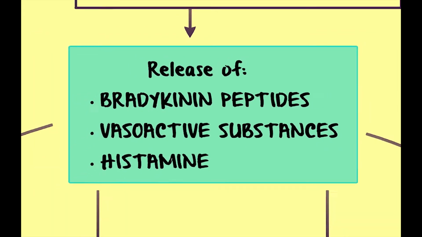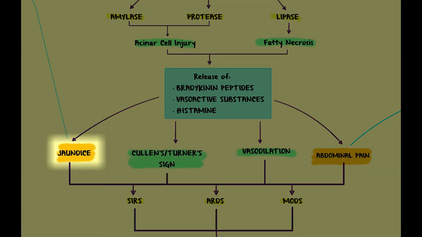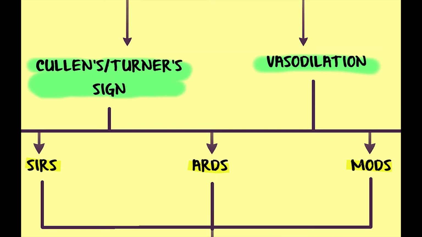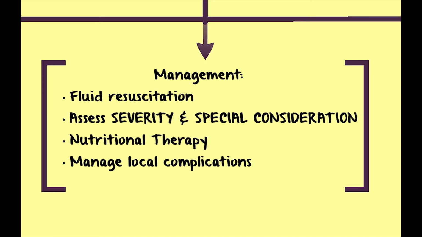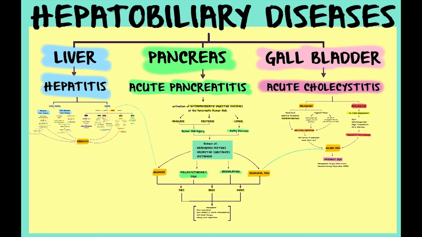These activities now will result in the clinical manifestations we see in pancreatitis, such as Cullen's and Turner signs, jaundice, and abdominal pain. This can further complicate to SIRS, ARDS, and MODS. Management of acute pancreatitis includes fluid resuscitation and nutritional therapy, with assessment of its severity to keep in mind special considerations. That brings this presentation of the different hepatobiliary disorders to a close.